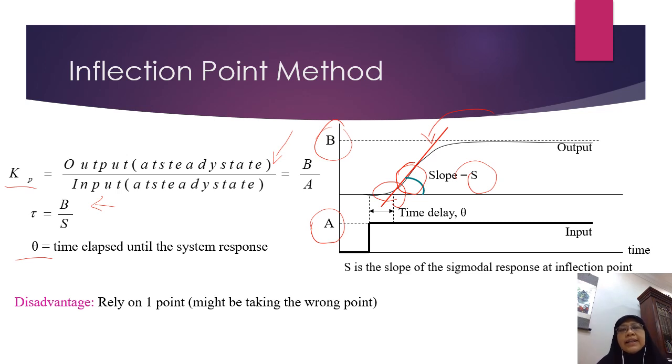Theta, or the dead time, is the time difference between the intercept of the tangent with the initial value of the step response and the time when the step change is made. Now, since the estimation relies on only one point, the value of our model would highly depend on where we pick that one point. So it's a little risky.